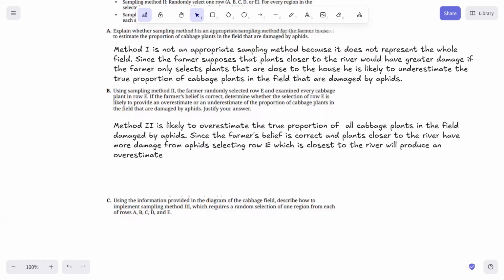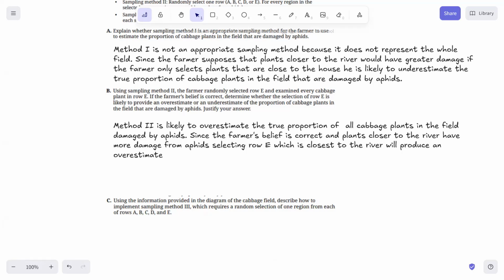Now for part C, using the information provided in the diagram of the cabbage field, describe how to implement sampling method 3, which requires random selection of one region from each of the rows A, B, C, D, and E. So this is a stratified type sample where each row is a stratum, and then we're going to randomly select one plot within each row. Basically, you have to make sure that you cover a couple things.